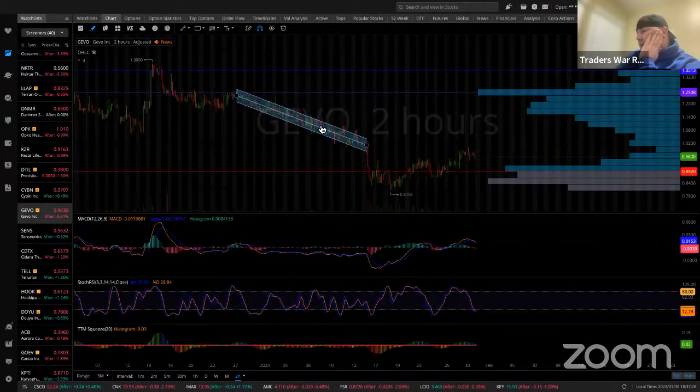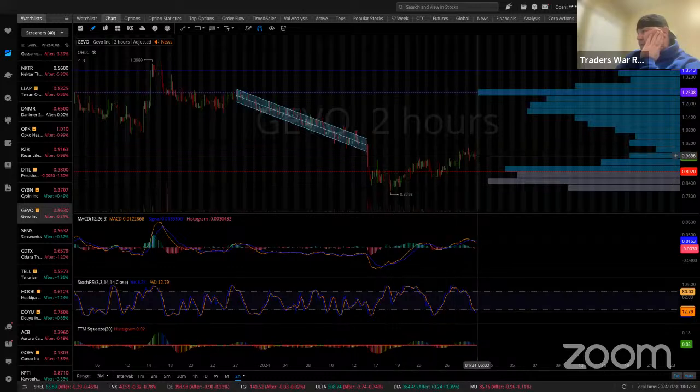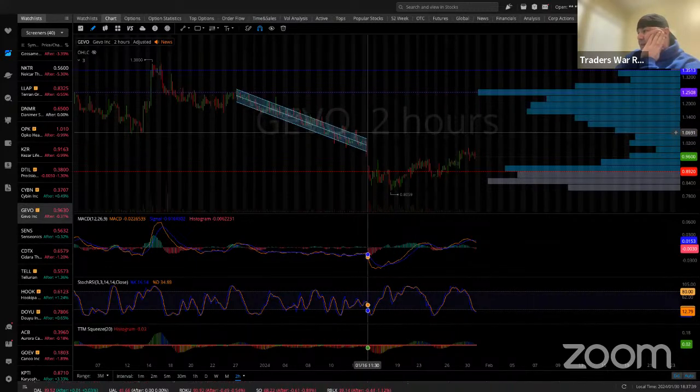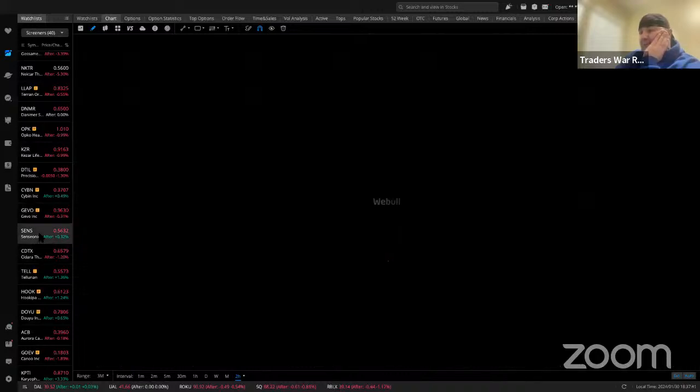GEVO, slide down. Looks like we're on an upswing. We need to hold these levels. It's going to retest over here. If we can hold this level, we can get the break to the upside. If not, we're going to fail back down.